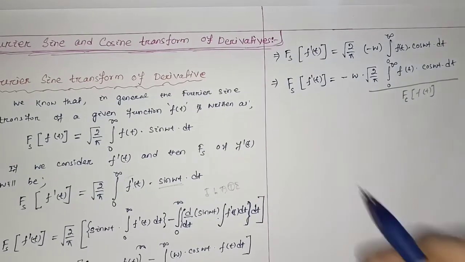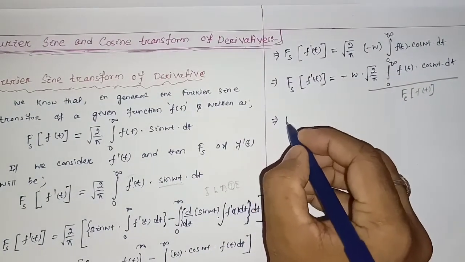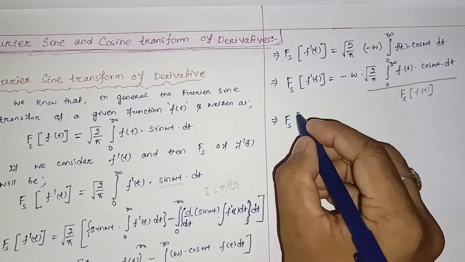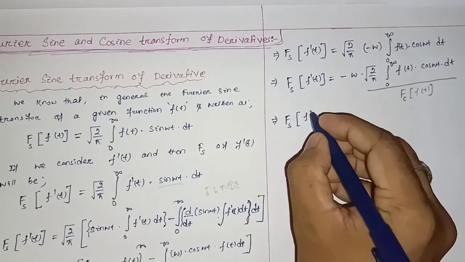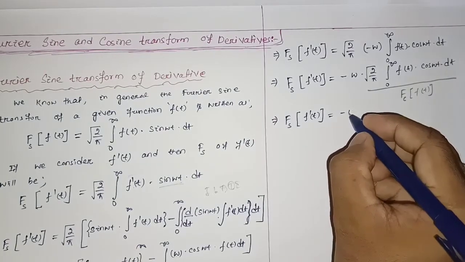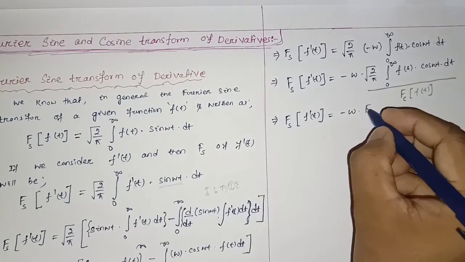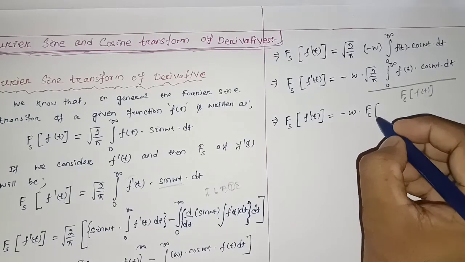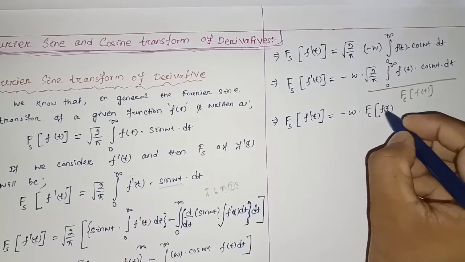So the same thing you have to write. That implies we found the Fourier sine transform of the first derivative of a function will be equal to minus omega into the Fourier cosine transform of that function.